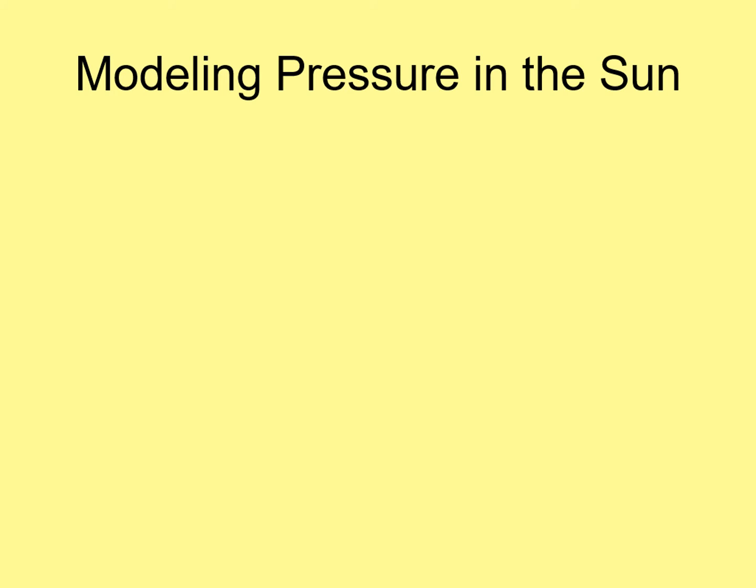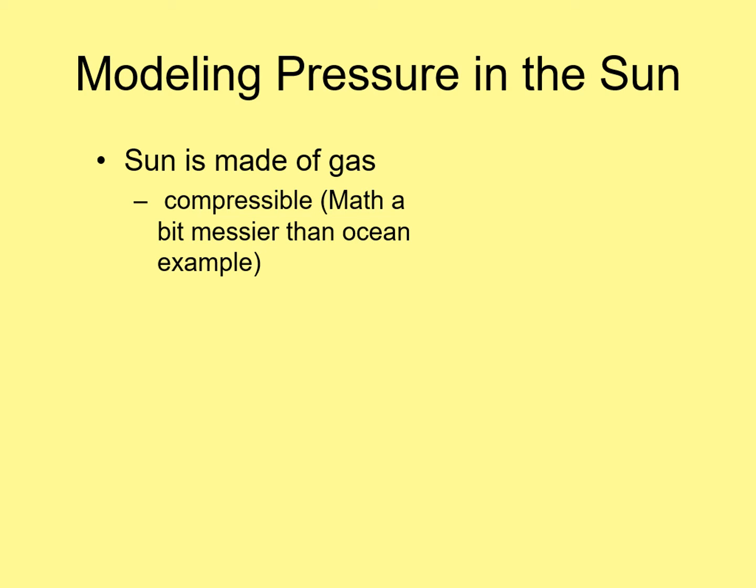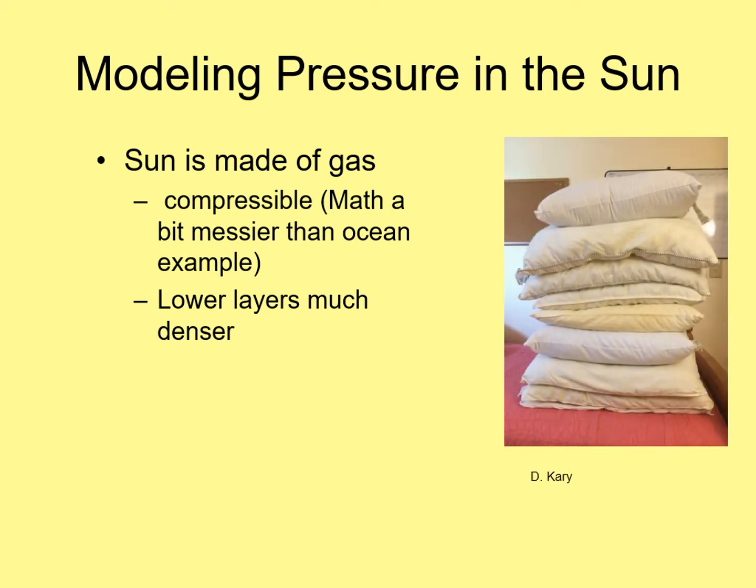Modeling the pressure in the interior of the sun would be more complicated than modeling the pressure deep in the ocean, because the gas in the sun is much more compressible than the water in the ocean. Near the surface, where there isn't much pressure, a little gas takes up a lot of space, but deep inside, high pressure squashes the same mass of gas into a tiny volume, rather like the bottom pillow is the most squashed in the picture of the pile of pillows.